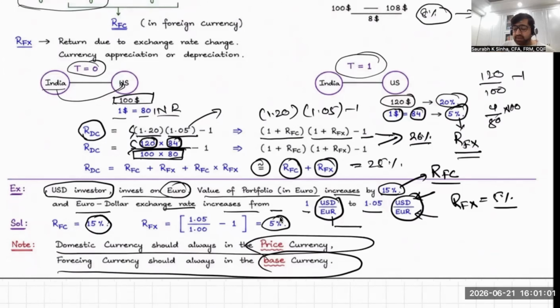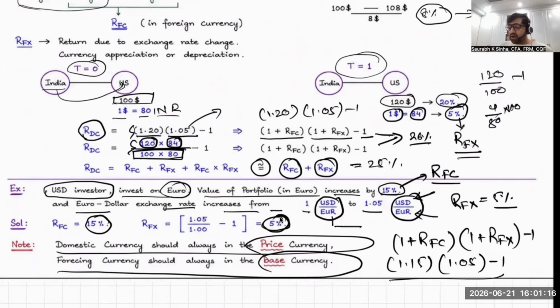So RFC given was 15%, RFX was 5%. You can directly use the formula (1 plus RFC) into (1 plus RFX) minus 1, which is 1.15 into 1.05 minus 1, and you will get the final RDC, the return in the domestic currency. Let's do the calculation. But what I'm trying to highlight with this calculation is that you can only do this if the foreign currency is in the base currency. If the foreign currency is not in the base currency, then this calculation would be completely wrong.